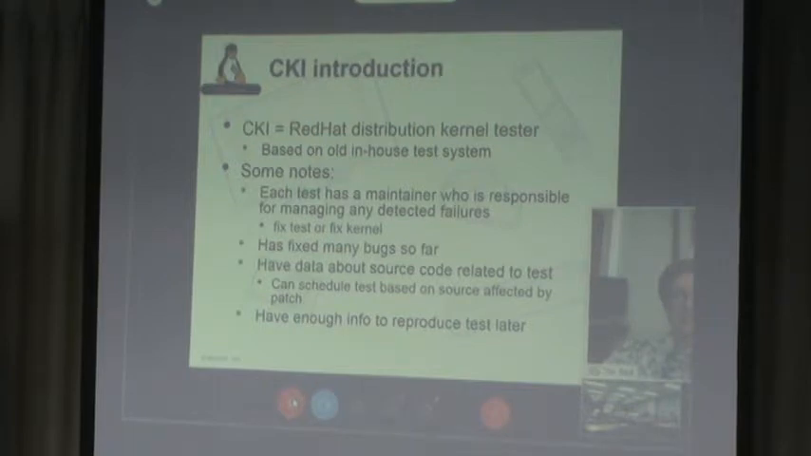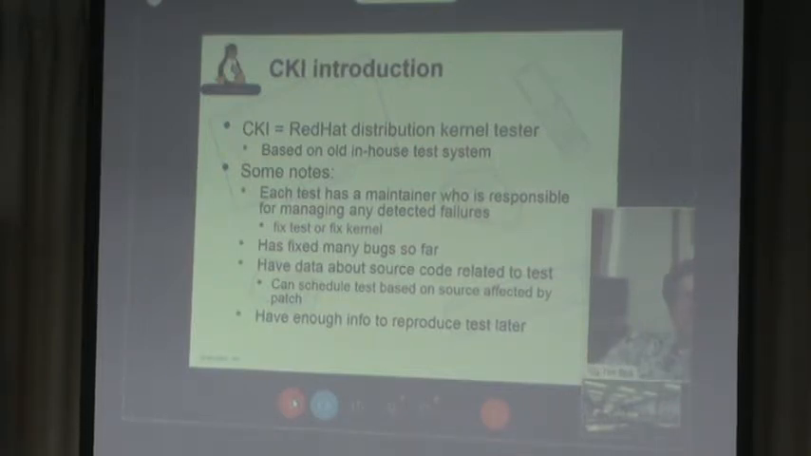And then finally, I saw a brand new system that I haven't seen before, which is called CKI. CKI is a Red Hat distribution kernel tester, stands for Continuous Kernel Integration. It was based on an old in-house test system, and this system has actually been around for a long time, but Red Hat is finally just deciding to publish it and make it available to outsiders. So they had a couple of really interesting features.